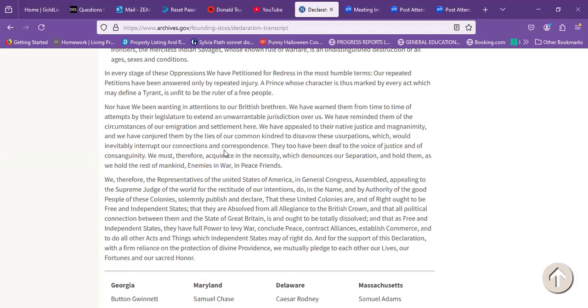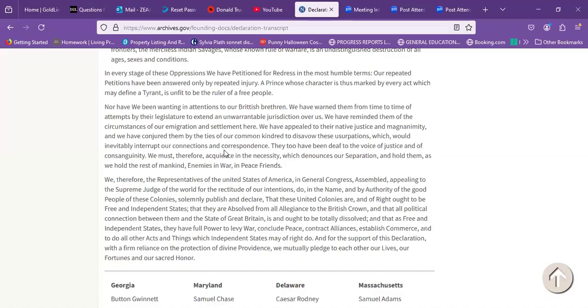We must therefore acquiesce in the necessity which denounces our separation and hold them as we hold the rest of mankind, enemies in war, in peace, friends. So that's his rebuttal to the counter argument, right? You can talk all you want to about petitioning. That hasn't worked. You can talk about appealing to the British public to pressure Parliament. That hasn't worked. So what's left to us?